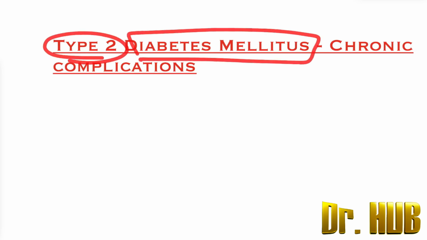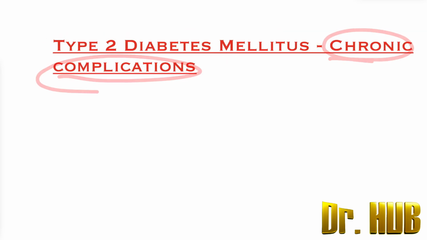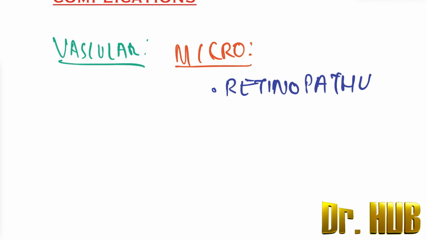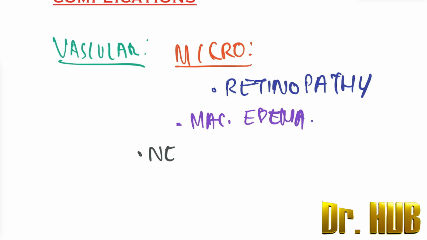Type 2 diabetes mellitus and the chronic complications. So the first one, we are looking at the vascular. So under vascular, there is a microvascular as well as the macrovascular. So first let's look at the micro. So here in microvascular, it includes retinopathy. So there is retinopathy. Then there is macular edema. Next is neuropathy, as well as the nephropathy.